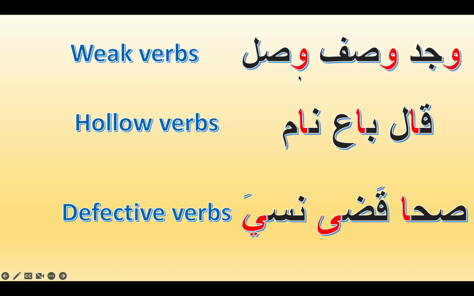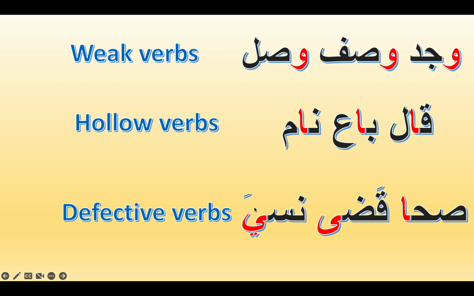لنبدأ. Now in Arabic, some verbs contain either a waw, an alif, or a ya as their root letters. It depends on the position. Some of the verbs have a waw, alif, or ya at the start, and so they are known as weak verbs. Some of them have them in the middle, so they are known as hollow verbs, and some of them have them as the final root letter, defective verbs. This is what we are going to focus on today.